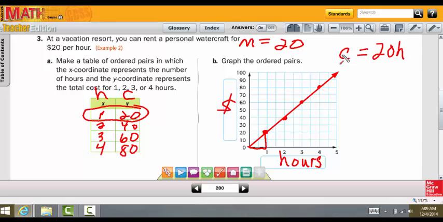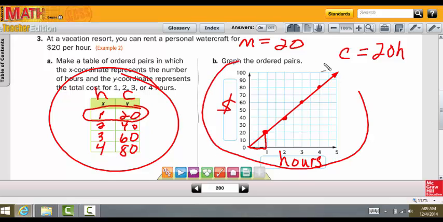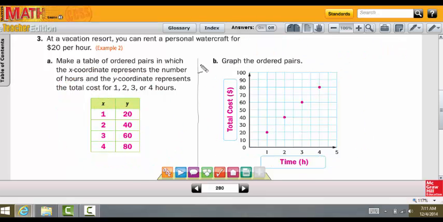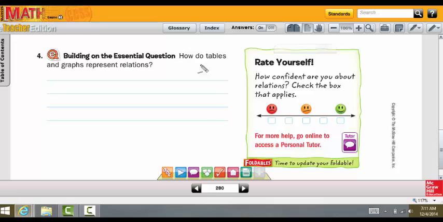So let's take a look at what they asked us to do. They asked us to make a table of ordered pairs. We have it. And then they asked us to graph those ordered pairs, which we did. In a real neat format, this is what it should look like. Lastly, we have our essential question. How do tables and graphs represent relations?